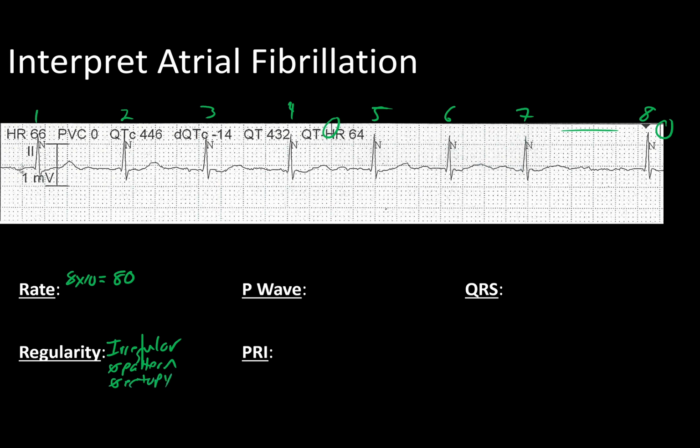In fact, when we look closer, there's really no P waves. You know, you could maybe try and imagine some of these could sort of be P waves, but the fact that they're consistently not present is your real big tip-off that this is probably going to be AFib.